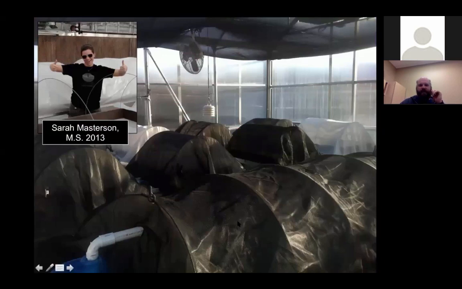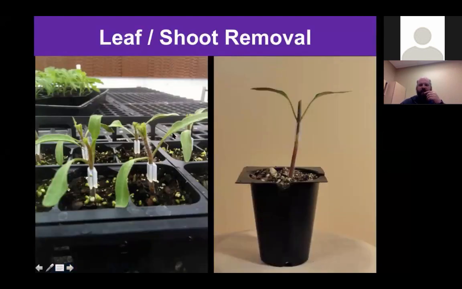This is just kind of a cool picture. Sarah is one of my graduate students from a couple years ago, and she actually did research looking at different types of coverings for the healing chambers. So we used shade cloth plastic, shade cloth alone, and some other types of plastics. You can see this white, this is like a nursery film. It's actually not a plastic at all. And so she did some kind of neat work with that, looking at how it affects the microclimate.